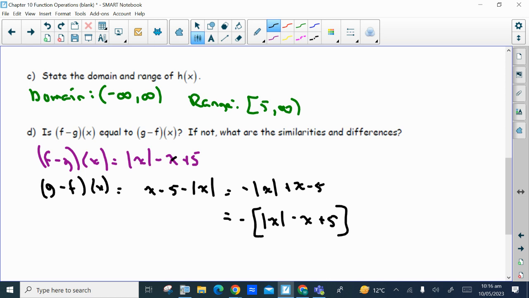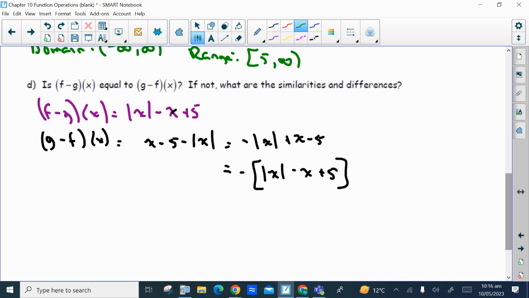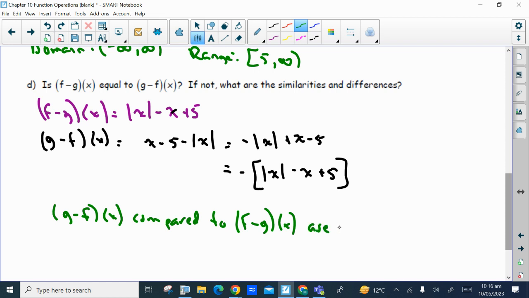So g minus f at x, compared to f minus g at x, these two graphs are related. They are reflections about the x-axis. I guess we should say a reflection about the x-axis.